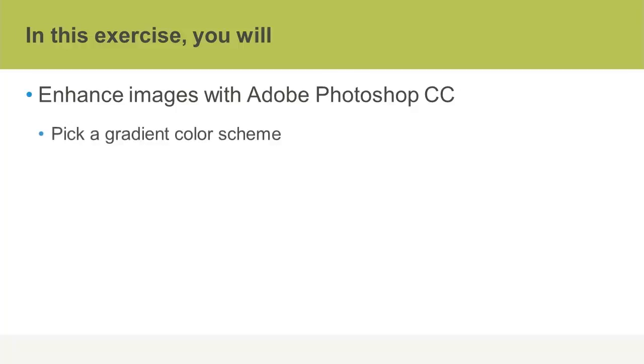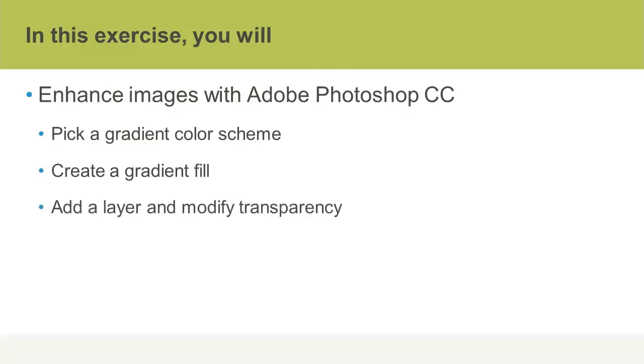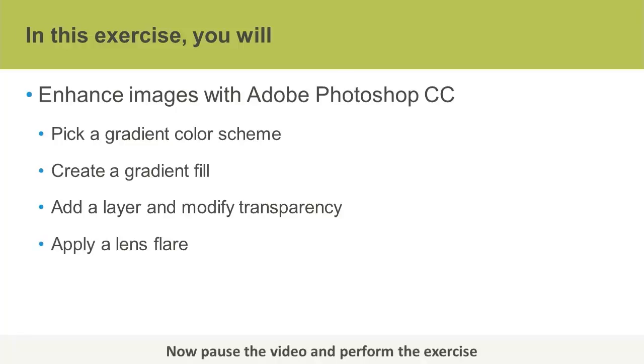You'll pick a gradient color scheme. You'll create a gradient fill. You'll add a layer and modify its transparency. And you'll apply a lens flare effect. At this point, you can pause this video and perform the exercise. Once you're finished, resume the video and see how I would do it.